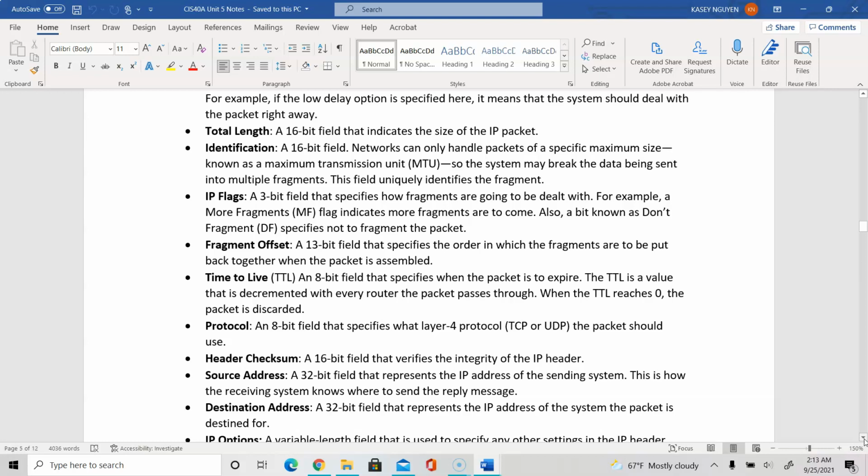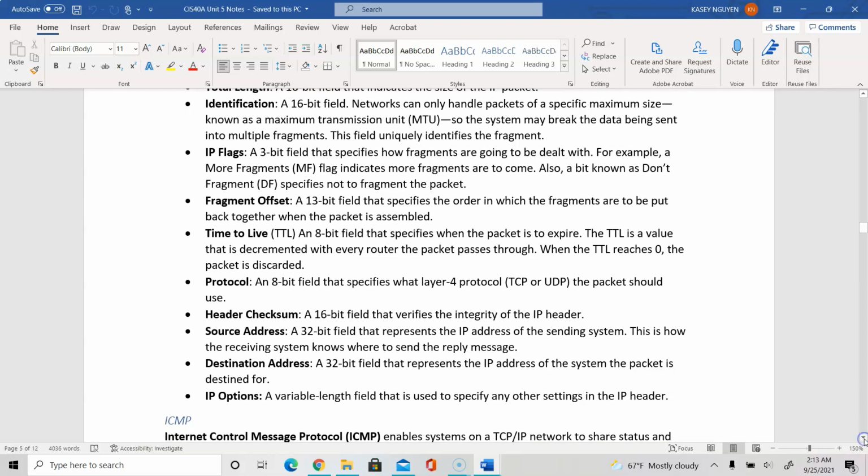Then you also have two additional fields which are 32 bits each. The source address represents the IP address of the sending system, and the destination address represents the IP address of the receiving system. Then the options field is a variable field in case it needs to include any other settings that pertain to the IP header.